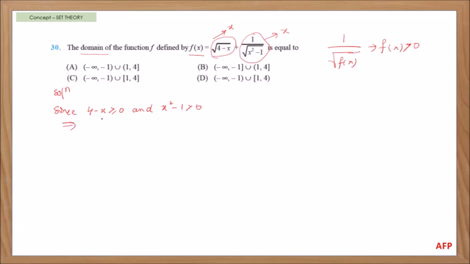This implies, if I multiply by a minus sign, the sign of the inequality is changed, and the square you can do using the a square minus b square formula. x minus 1 times x plus 1 is greater than 0. This implies x is less than or equal to 4, and x minus 1, x plus 1 greater than 0. So now we will draw a number line.